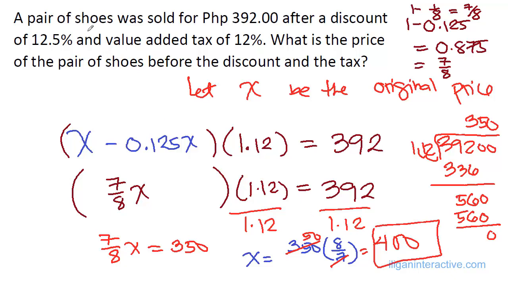So meaning the original price of the pair of shoes, I mean the original price, because you are paying it at 392. It is actually originally supposed to be 400. Because of the discount and the added tax, it is now sold at 392.